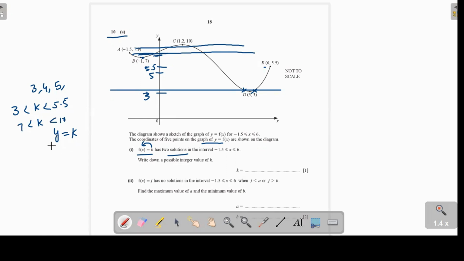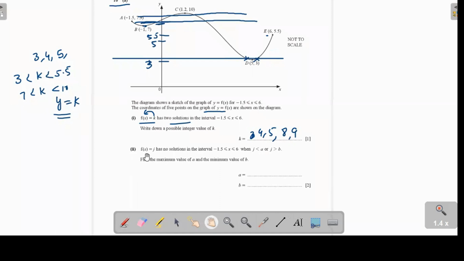In between, the graph has two solutions. You see now we can write these numbers: between 3 and 5.5, greater than 3 is 4, 5, and greater than 7 is 8. And these are the possible values of k.